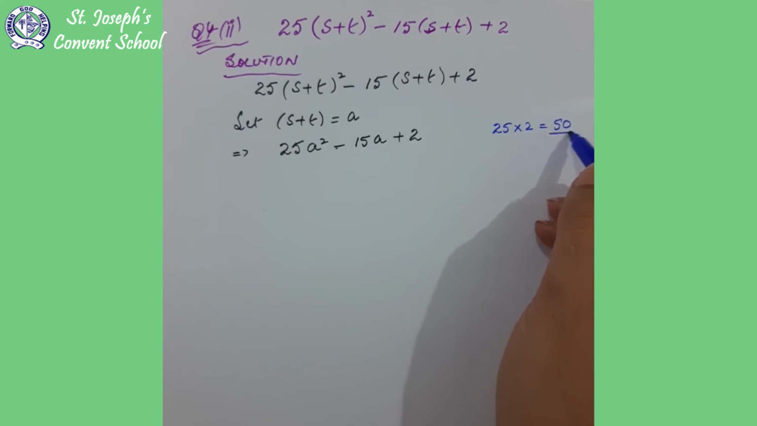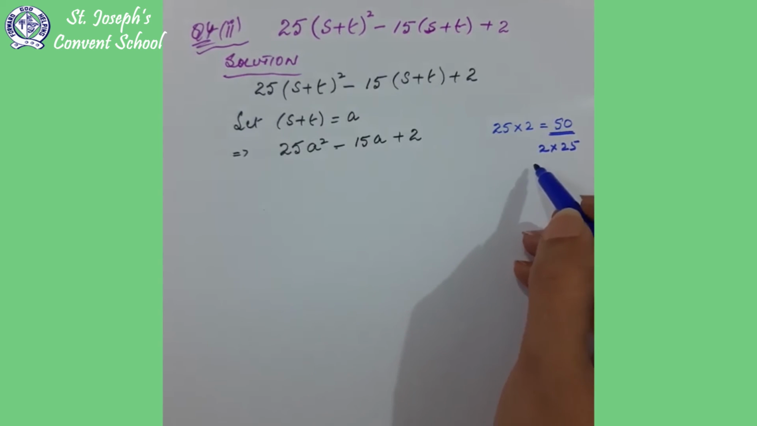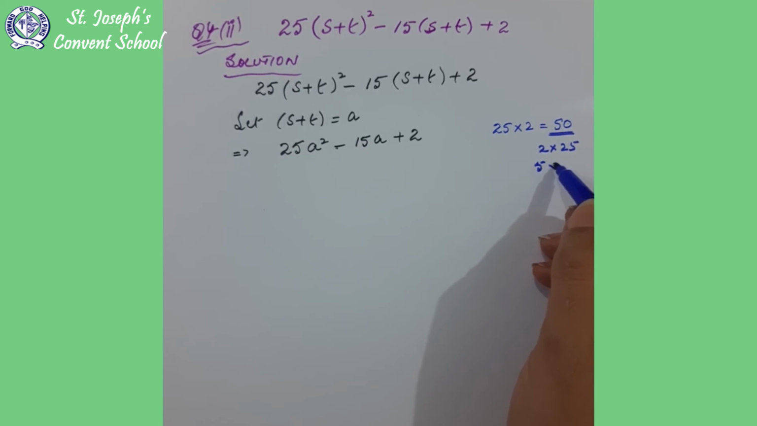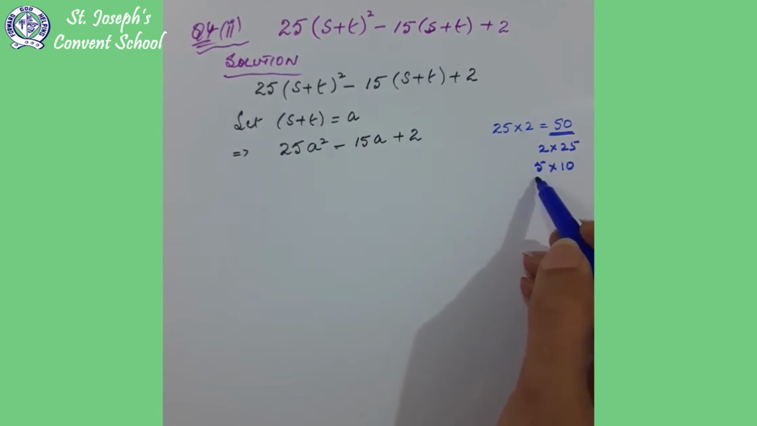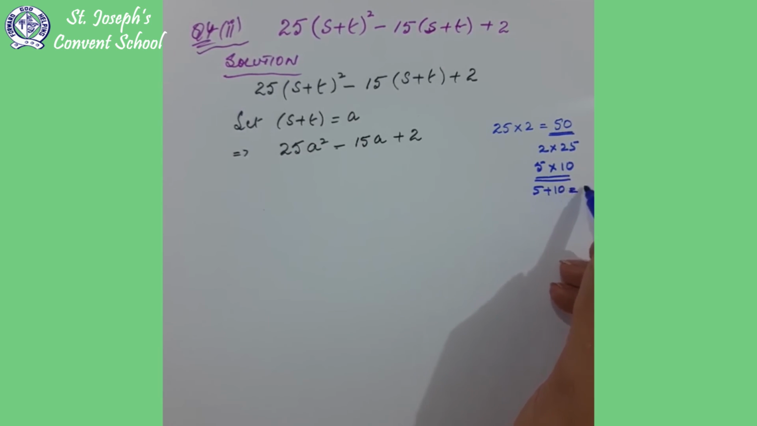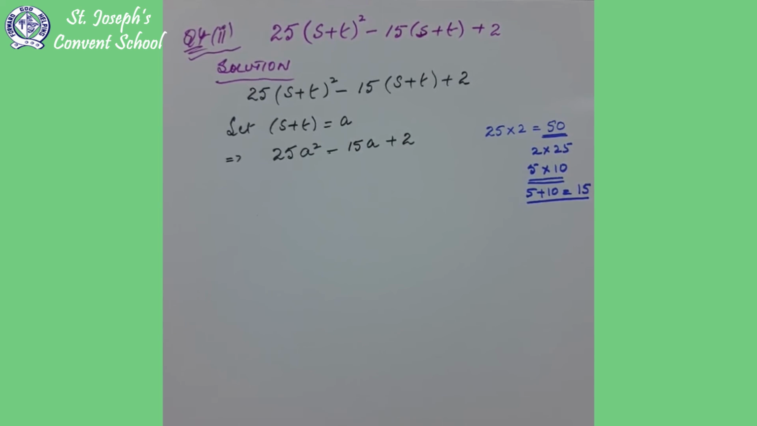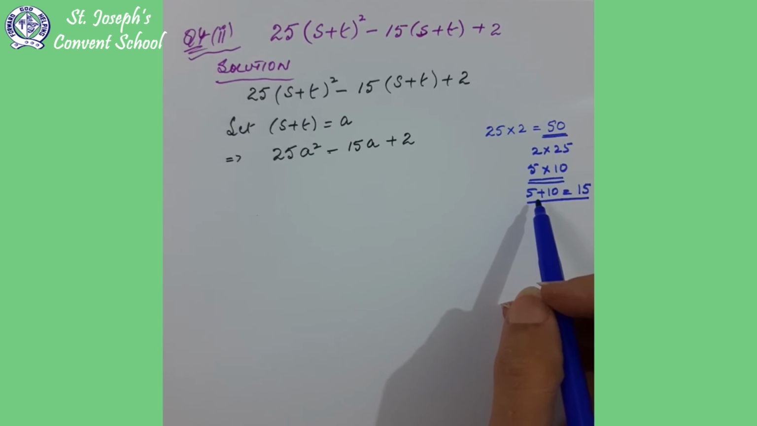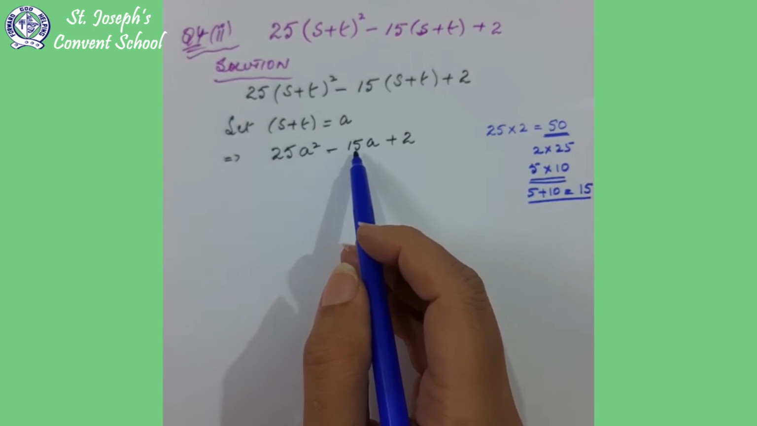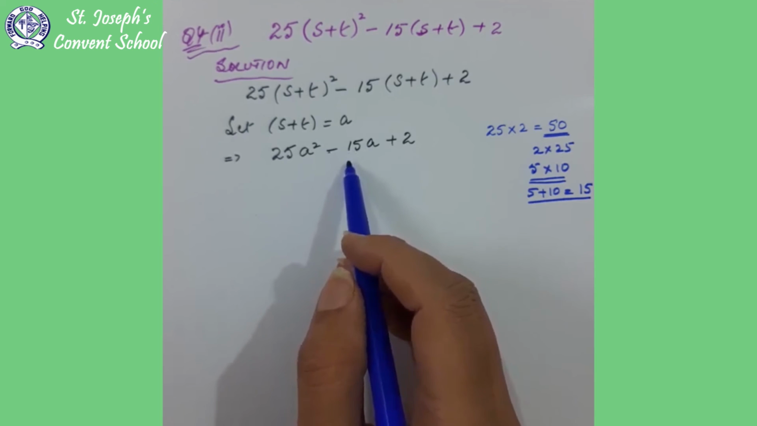Now make factors of 50. In which table does it go? Obviously it is in the table of 2, 2 into 25. And in another table, it doesn't go in 3, it doesn't go in 4, it will go in 5, 5 into 10. And if we add these two, 5 plus 10, you'll get the required middle term 15. So the two factors are 5 and 10. When you multiply 5 and 10, you'll get 50, and when you add 5 and 10, you'll get the required middle term 15. So you can break 15 into 5 plus 10.